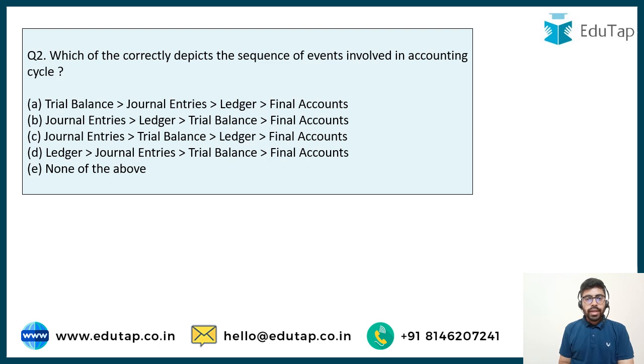So now let's move on to the next question. Which of the following correctly depicts the sequence of events involved in the accounting cycle? When you are accounting, you are recording the transaction in the books of accounts, and there is a proper cycle that follows. First you go to this step, second this, third this, and finally your final accounts are going to be ready. So we are being asked about the correct sequence of those events. There are basically four events: journal entries, trial balance, ledger, and final account. You just have to spot the correct arrangement from these options.